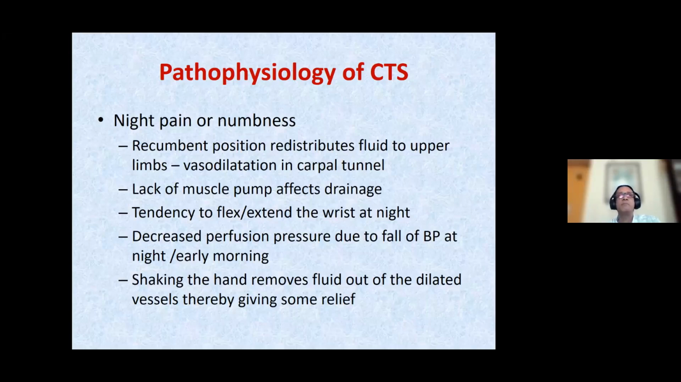Very often when people sleep with their hands under their heads, the wrist is a little flexed or extended, which can again give rise to this pressure. It's also noted that in late night and early mornings, there's a normal reduction in the body's blood pressure, and this tends to decrease the perfusion pressure within the carpal tunnel. Very often patients tell you that they got up from the pain in the night, and by shaking their hands, they found the pain was relieved. This is because they moved the fluid out of these dilated vessels by shaking their hands.